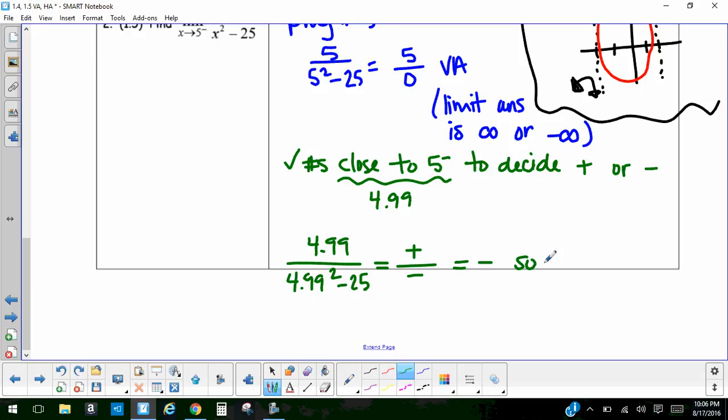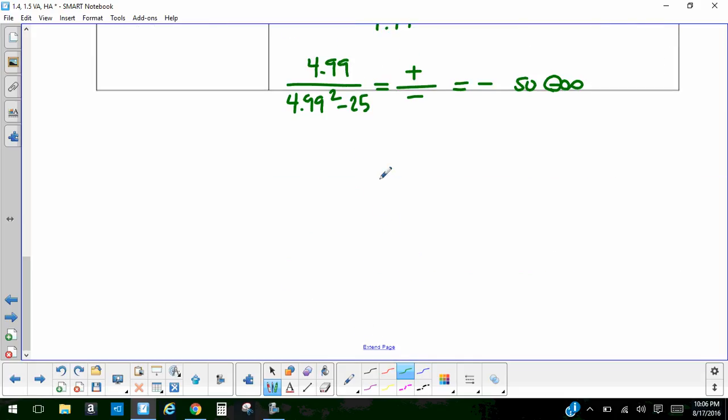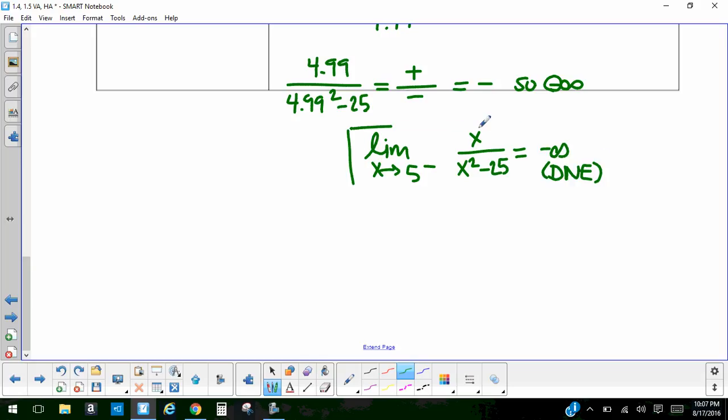So that tells me that my answer, since I already knew it was infinity or negative infinity, now I have decided it's negative infinity. Okay, so the limit as x goes to 5 from the left of x over x squared minus 25 is negative infinity. You can also clarify that still means the limit does not exist, because we never know how we're going to see it for AP.